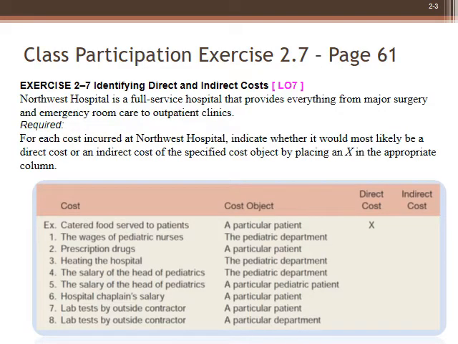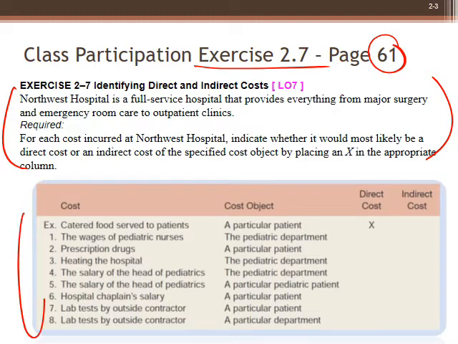For further clarification, I have pasted exercise 2.7 from your chapter 2, page 61. I want you to pause the video for 5 minutes and try to read the question by yourself, and then we're going to solve it together. I hope you already read this scenario, and I'm just going to go through it to find out whether each is a direct cost or indirect cost.